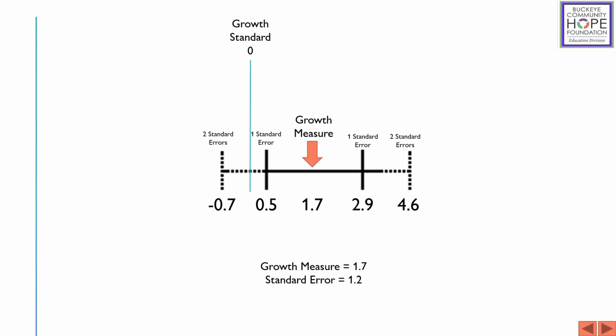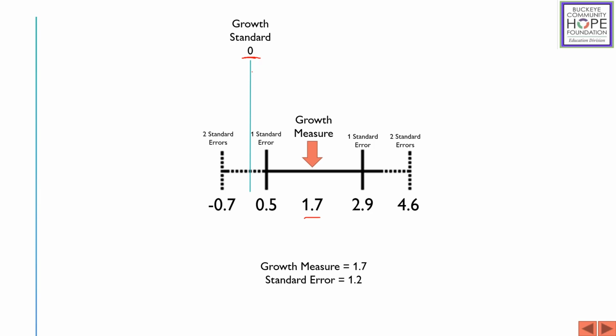Here we plot the 1.7 on a line graph. The 1.7 is the growth measure. That's well above the growth standard of 0. That's kind of always our standard, is to at least maintain our relative position or meet our predicted scaled scores, our average scaled scores. So now let's apply the standard error to this 1.7.